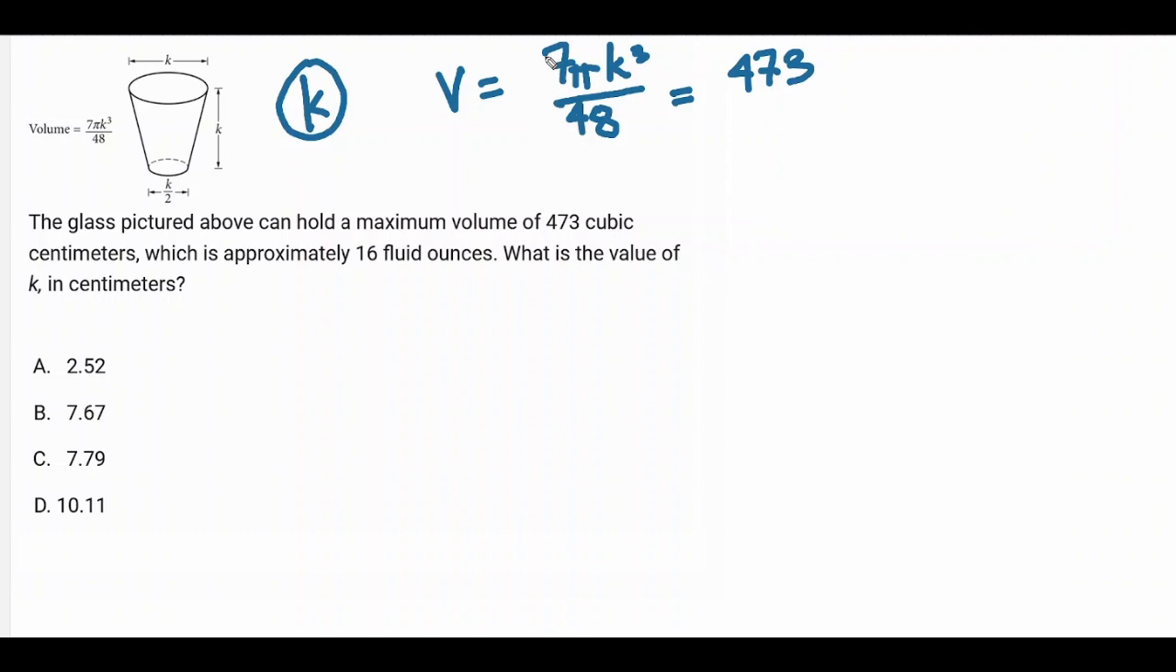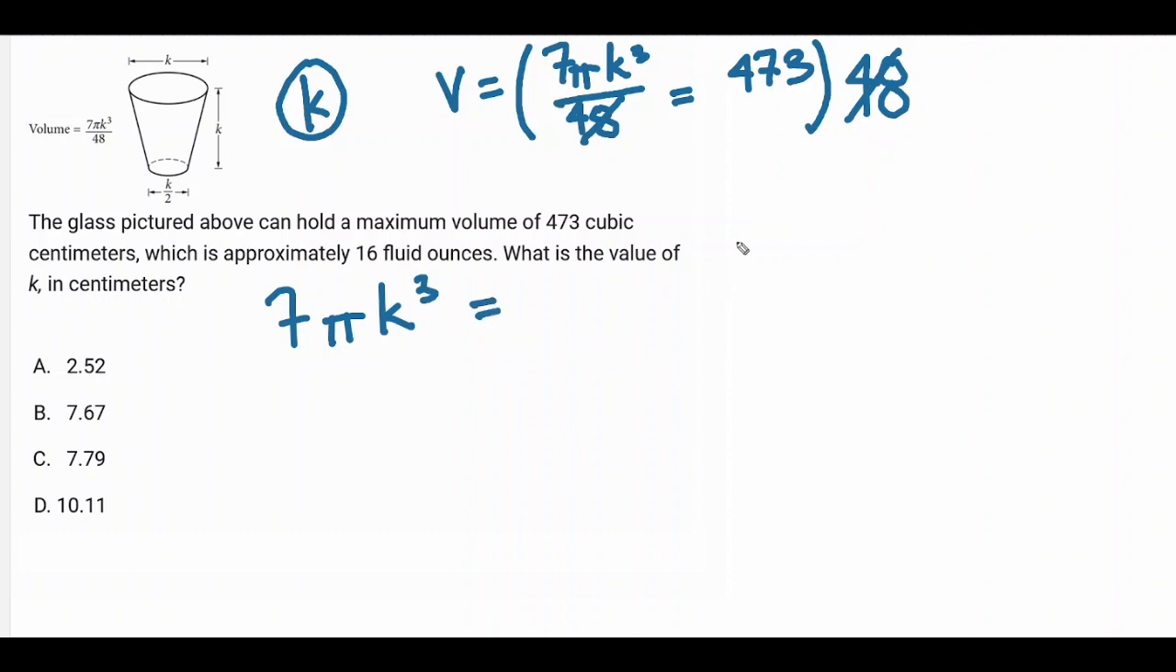Just got an equation. I cannot stand fractions, guys. I hate them. So what am I going to do? I'm going to multiply, first step, this equation by 48. Because when I do that, I get rid of the fractions that I can't stand. I get a nice clean 7 pi k to the third equals some giant number. That's the trade-off.